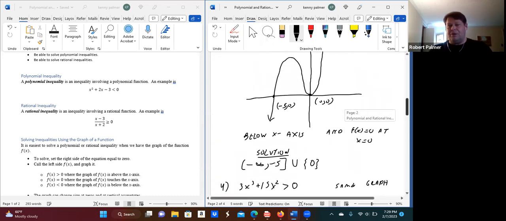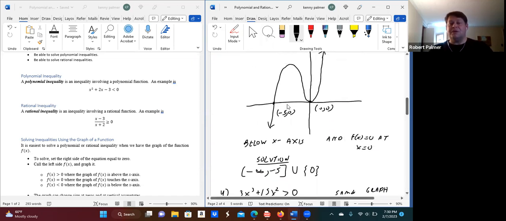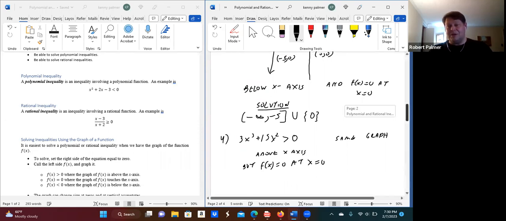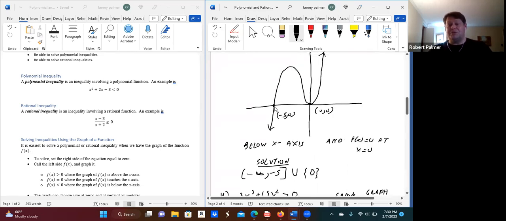Okay, now look at our graph. Where is it, essentially, above the x-axis? Now, you notice one thing right here, it's actually equal to 0. Also keep in mind, f of x, this function, equals 0 at x equals 0. So what that means is that we're interested in where it's greater than 0, not where it's equal to 0. So here we actually have two intervals. From -5 to 0, it's above the x-axis.